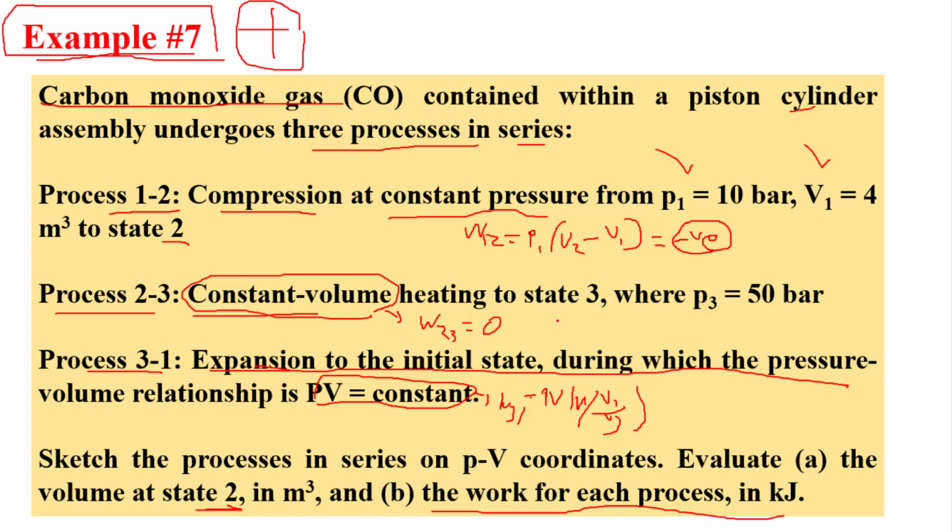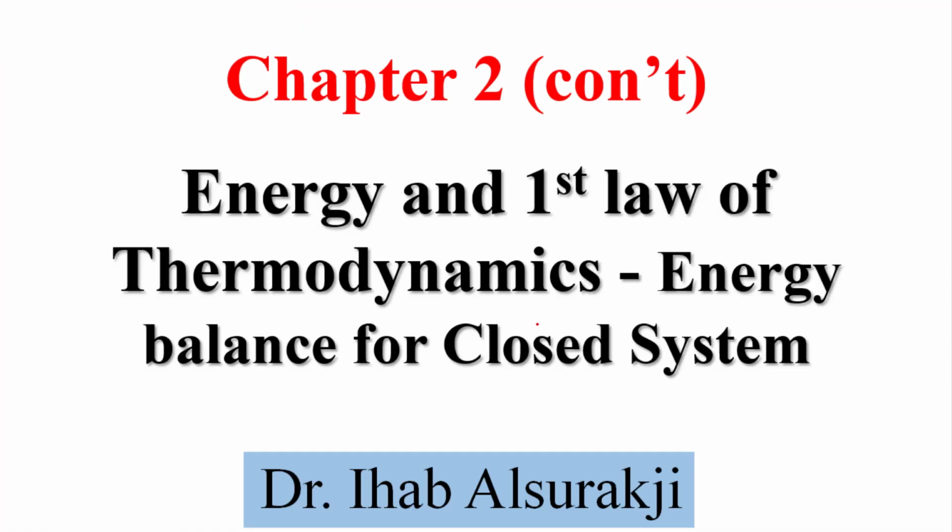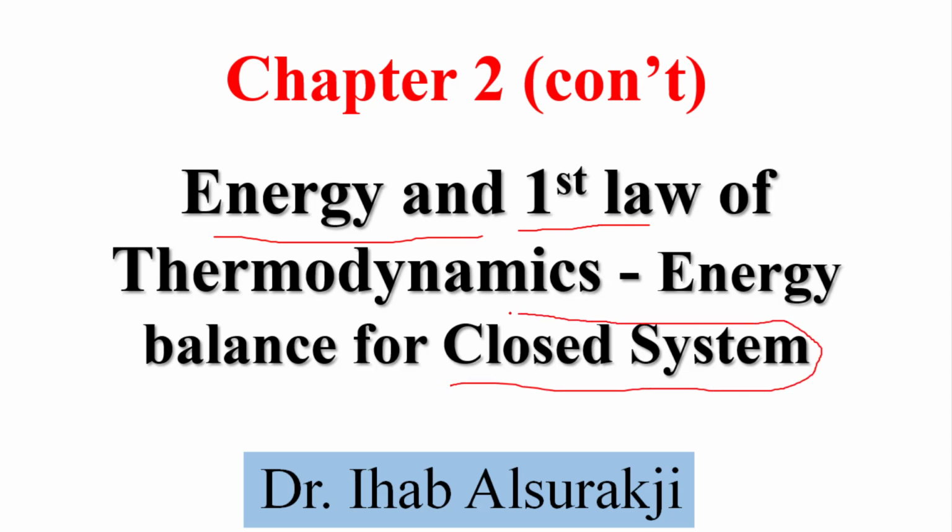Okay, let's continue. Chapter 2, continuation of Chapter 2, Energy and the First Law of Thermodynamics for closed systems. The things coming next will only be for closed systems. No mass crossing the boundary. Only energy can cross the boundary, energy of type work or Q.